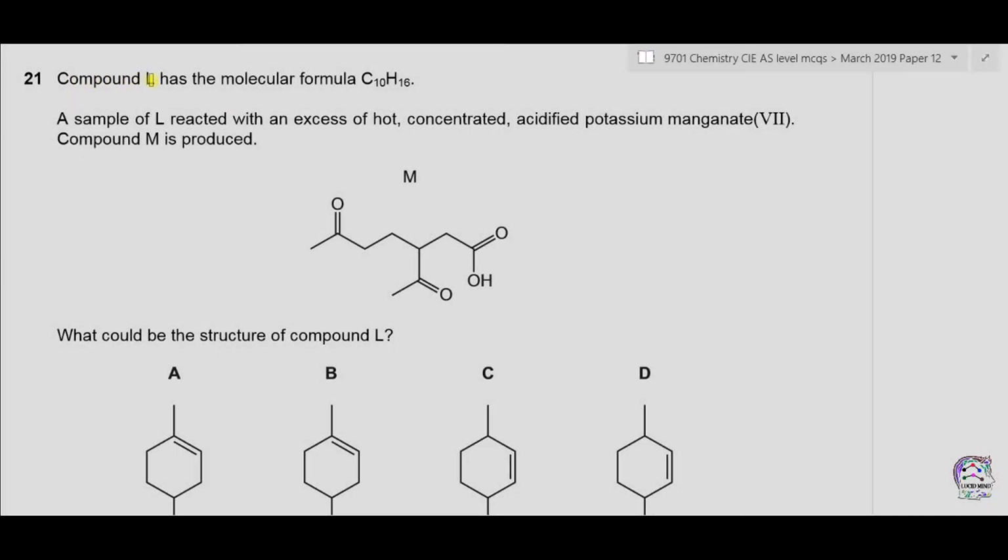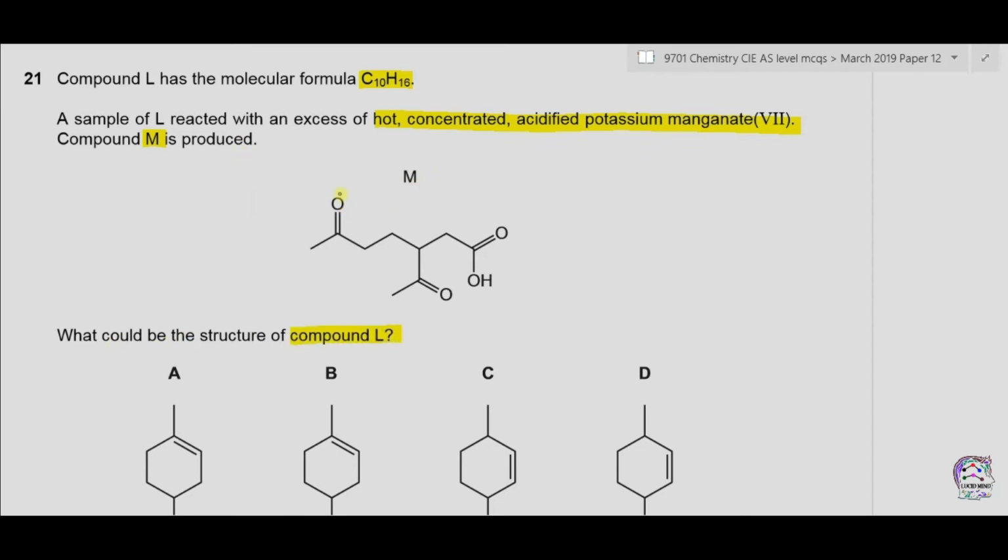Question 21. Compound L has the molecular formula C10H16. A sample of L reacts with an excess of hot, concentrated, acidified potassium manganate. Compound M is produced. What could be the structure of compound L?